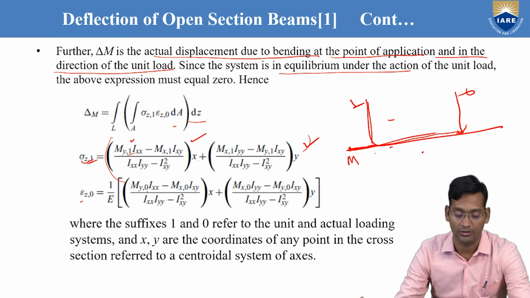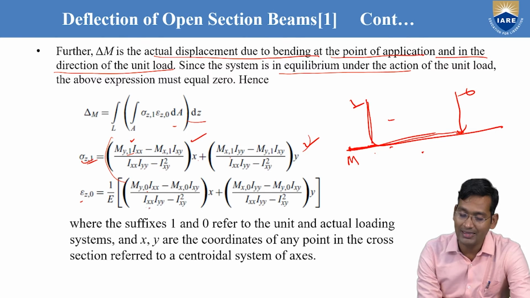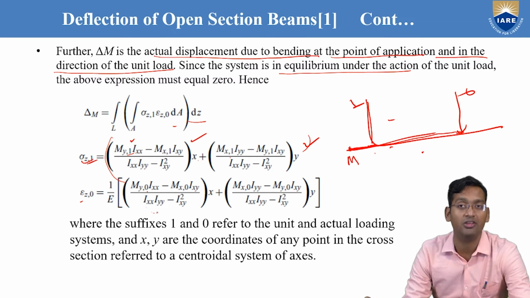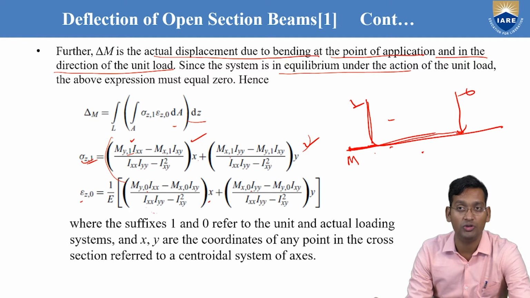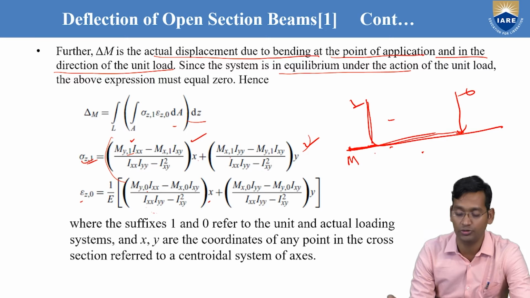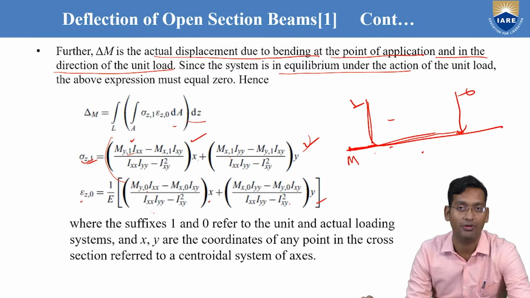So now My,0 Ixx minus Mx,0 Ixy by Ixx into Iyy minus I square xy into x. So this will be the x part, plus Mx,0 into Iyy minus My,0 into Ixy by Ixx Iyy minus I square xy into y. So this will be epsilon z0.